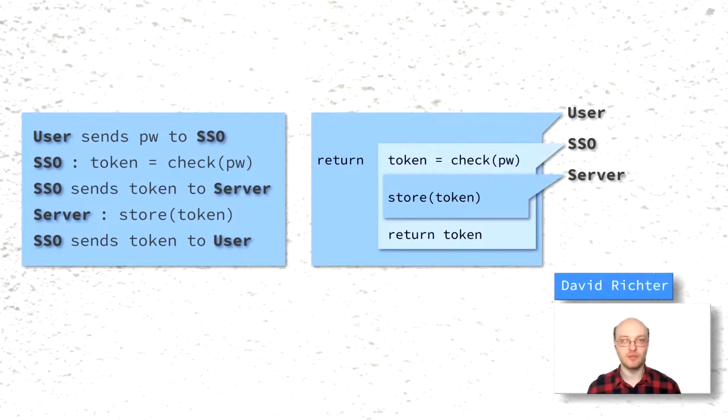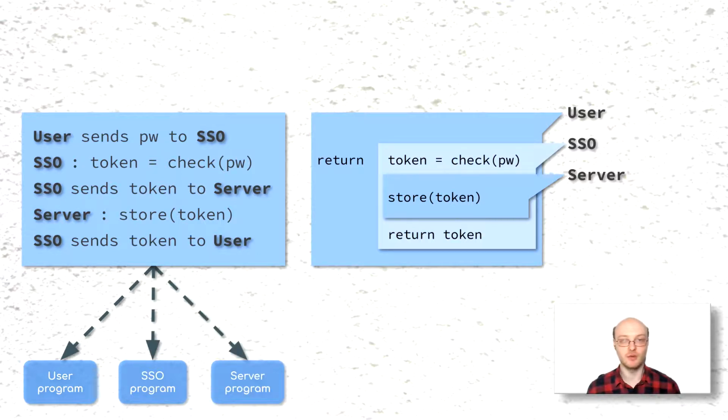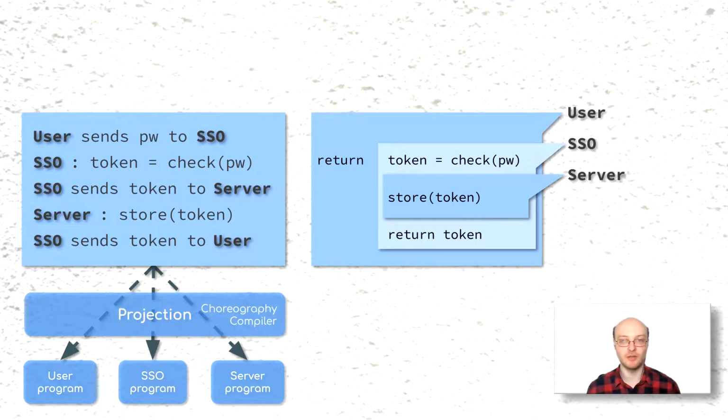Having seen both programming models, now we take a look under the hood. How can we get executable code from them? From a single choreographic multi-party program, one local program is generated for each party. In this case, one local program for the user role, one local program for the SSO role, and one local program for the server role. This translation is called endpoint projection and performed by the choreography compiler.